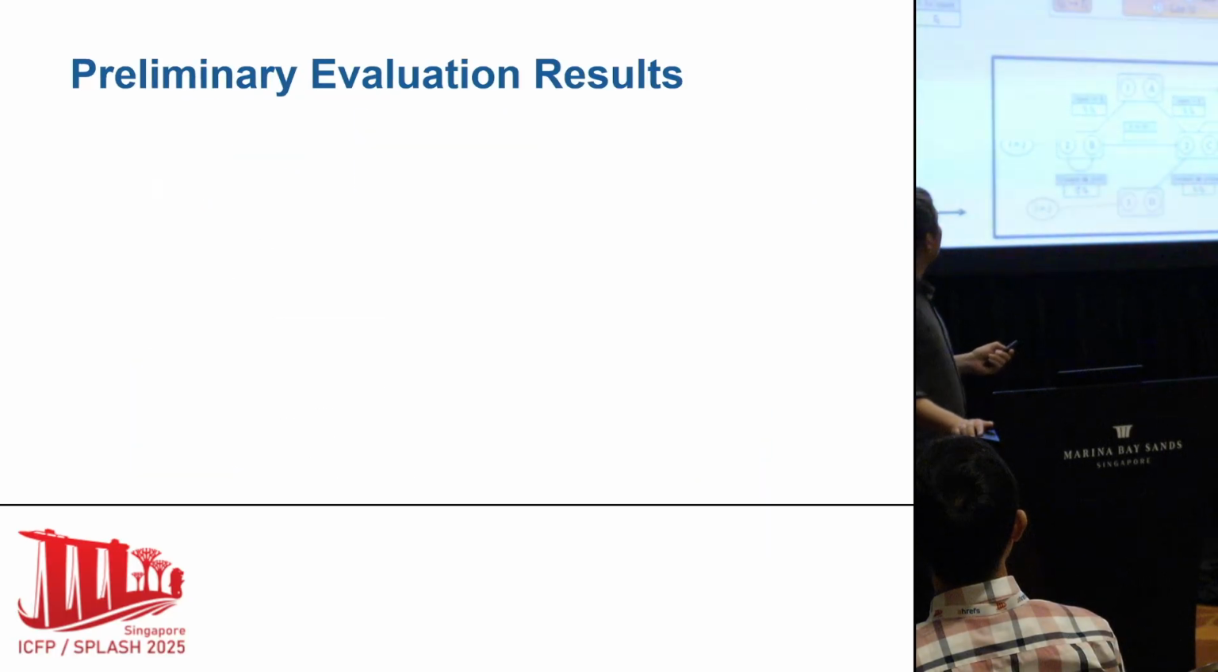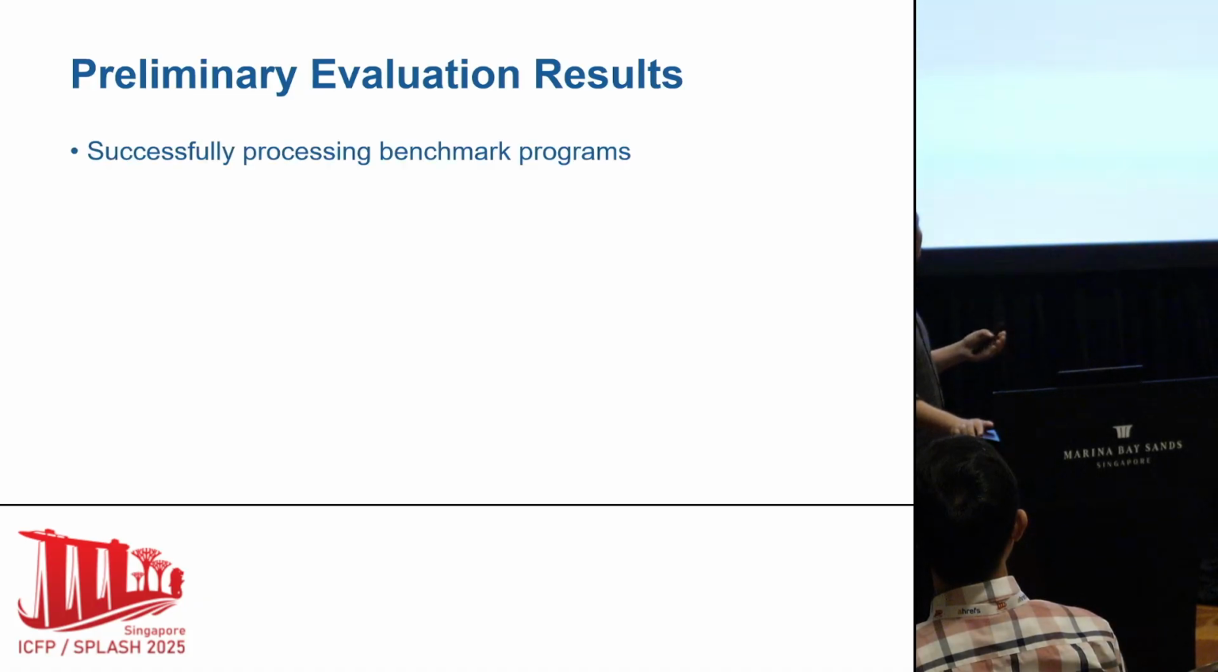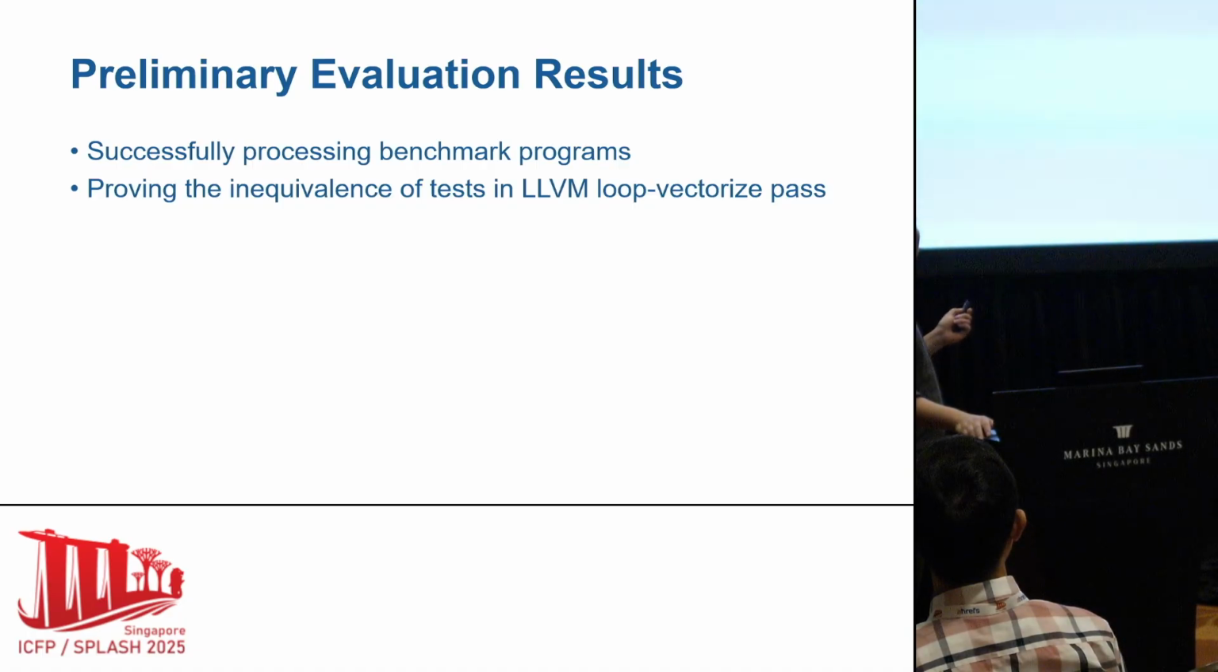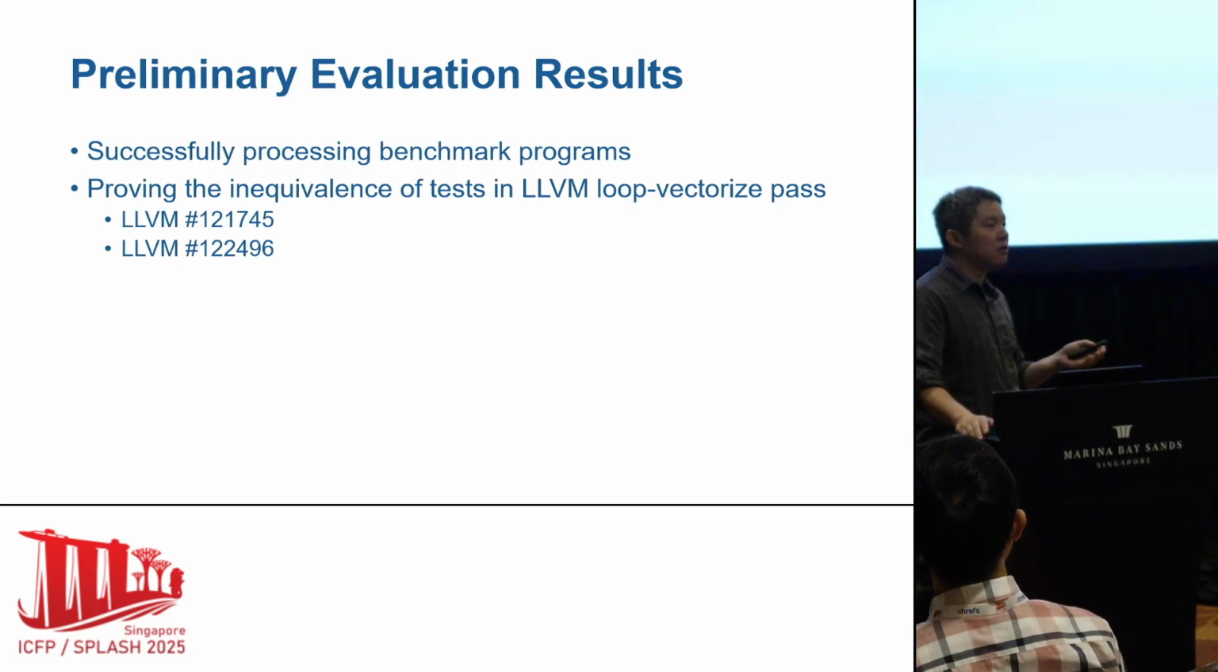I can also share some preliminary results. We tried this approach on the benchmark programs provided in the existing literature, and we can successfully process those benchmark programs and build alignment for them. And we also picked 2 recent bugs from LLVM's repository with respect to the loop vectorizer, and using this approach, we can also prove the inequivalence of these 2 programs, right? Because that corresponds to a bug in LLVM.